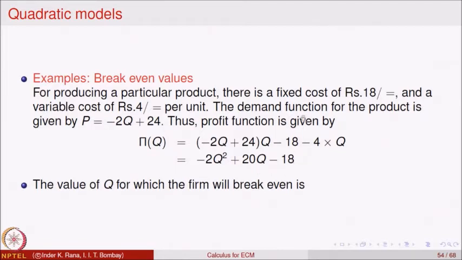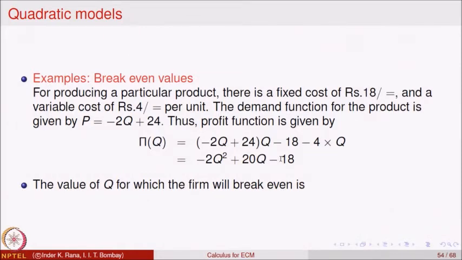So, if producing a particular product, 18 is the fixed cost, and there is a variable cost of 4 rupees per unit, and this is the price versus demand equation. Then this is the profit function, which you immediately recognize as a quadratic.